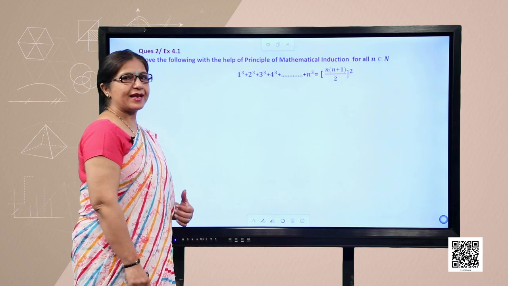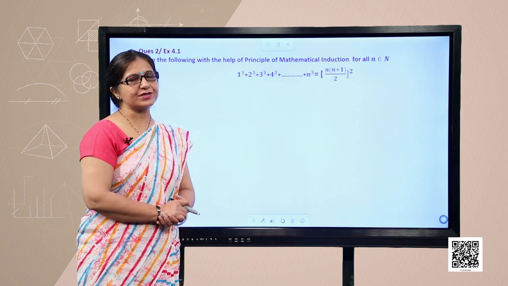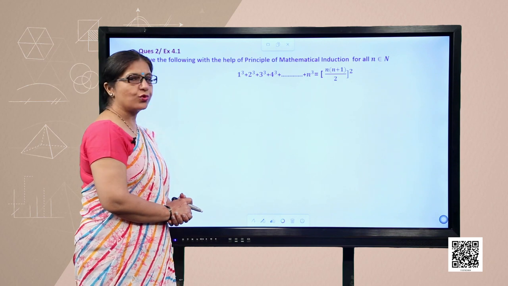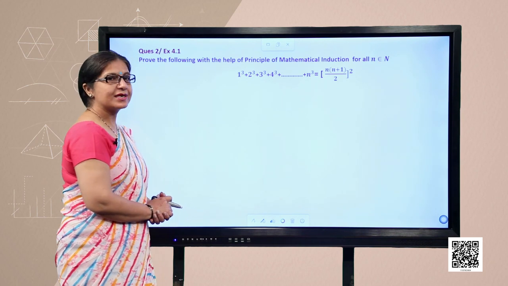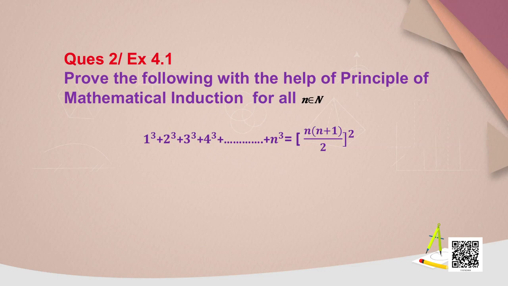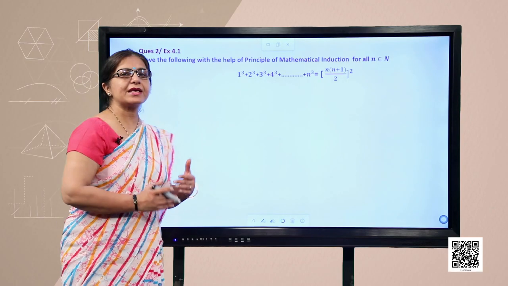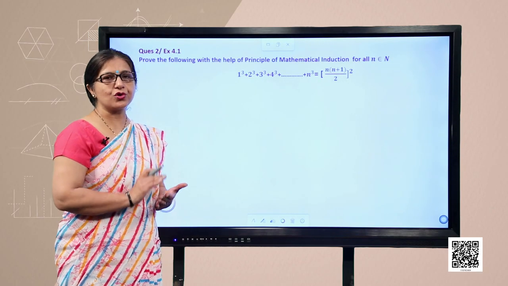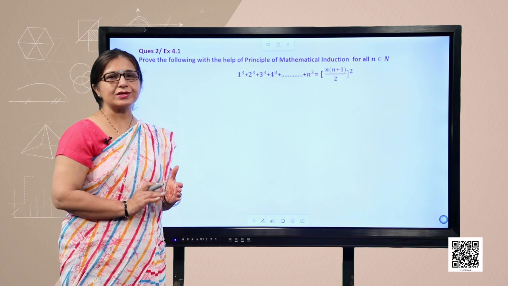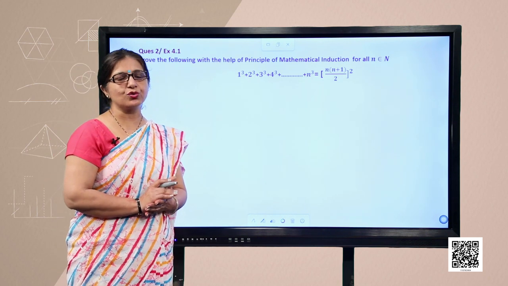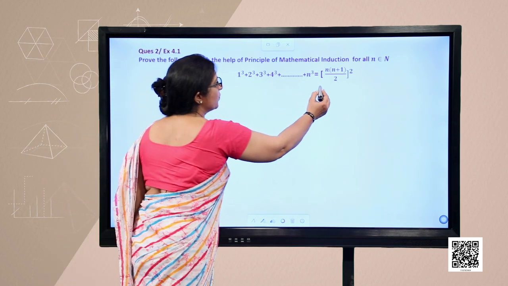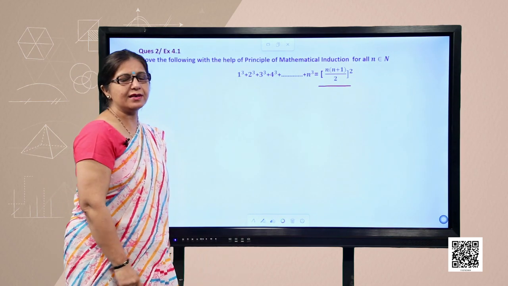Now, with the help of an example, we will understand the process of mathematical induction to prove any mathematical equation or statement. Here, it is question number 2 of your exercise 4.1 NCERT. Prove the following with the help of principle of mathematical induction for all n belonging to natural numbers. Here we are given the statement that sum of cubes of natural numbers is equal to n into n plus 1 by 2 whole square. We need to prove this by using mathematical induction.